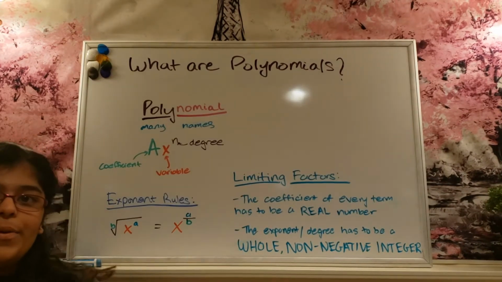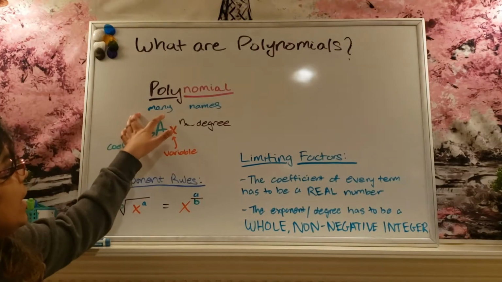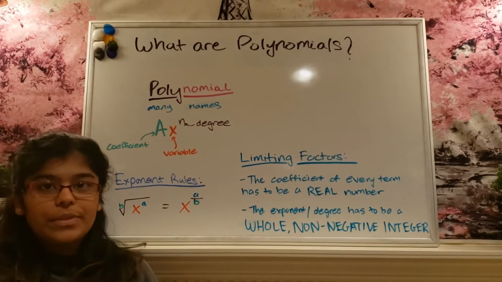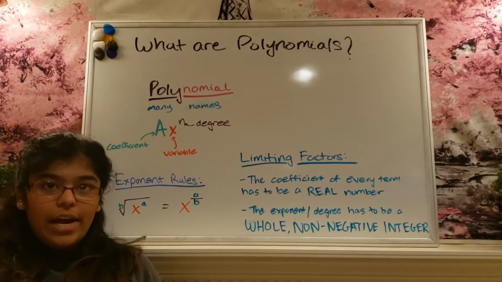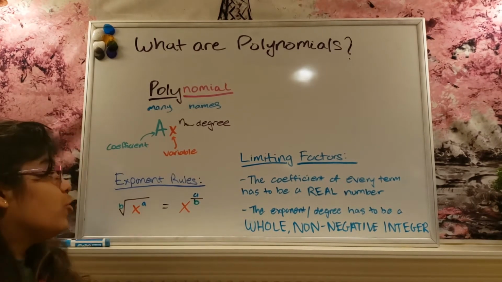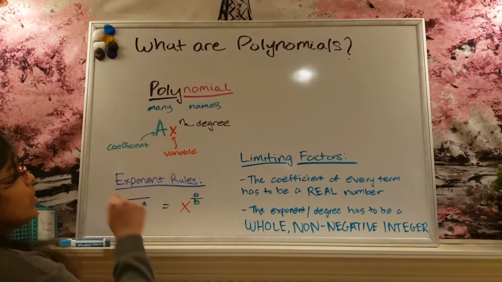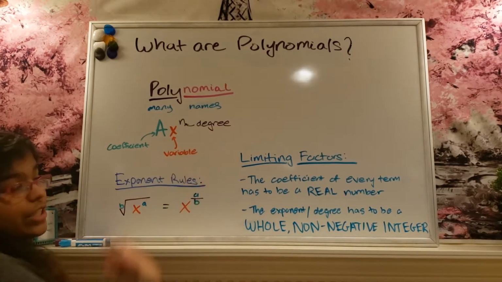The word polynomial consists of two words, many and names, or terms in this case. By definition, a polynomial is a set of a finite number of terms. Each term consists of a coefficient, a variable, and a degree, or an exponent.